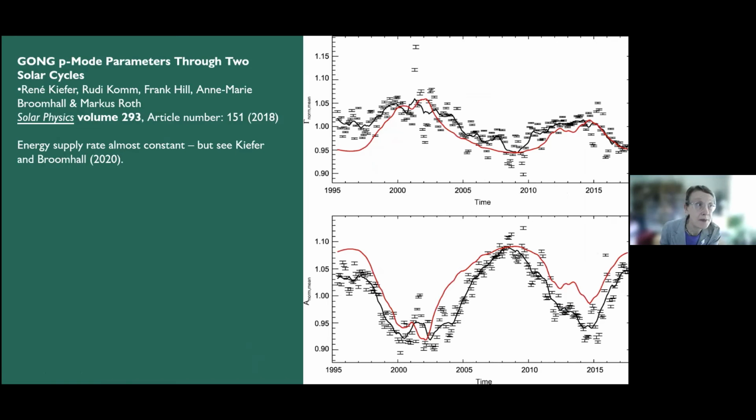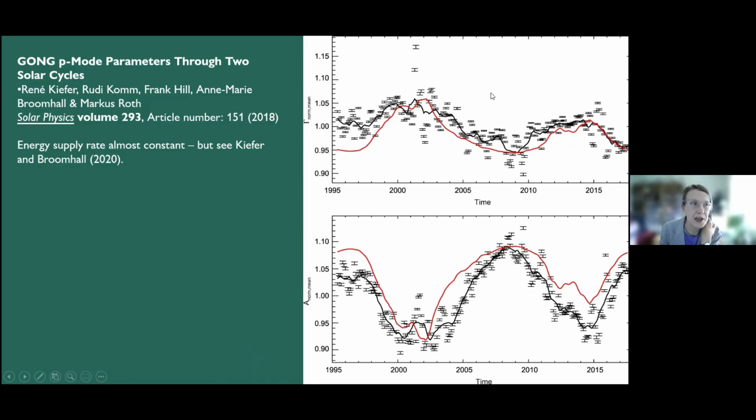And here, Kiefer et al. Looking at 2 cycles worth of GONG data, and we can see amplitude and line width changing. But the whole caveat with these measurements was having to correct very carefully for the duty cycle, which applies in spades to GONG data. But there's a fairly convincing effect there, and the anti-correlation of amplitude.